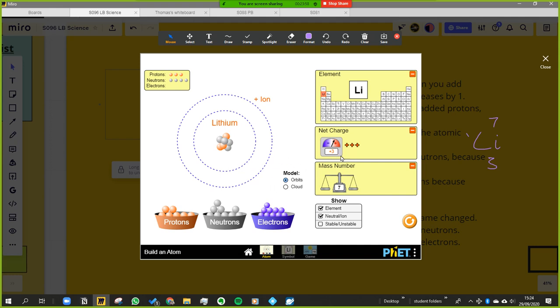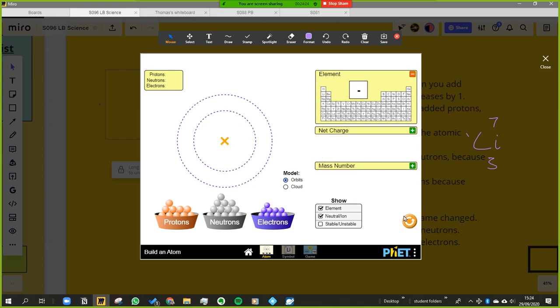Now we just need to sort out the charge. So we've got 3 protons. If I add an electron, the charges start to cancel out. Add another electron, and that cancels again. And one more electron, and now we have a neutral atom. So how do you make a lithium atom? You're going to have 3 protons, 4 neutrons, and 3 electrons.